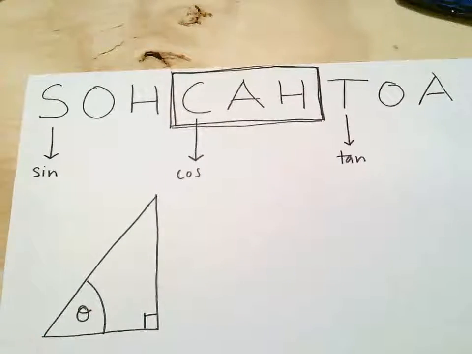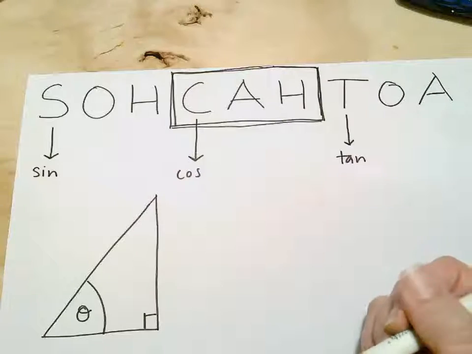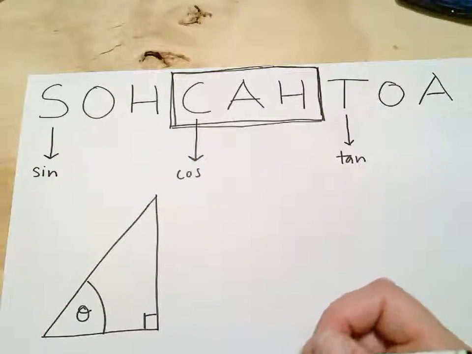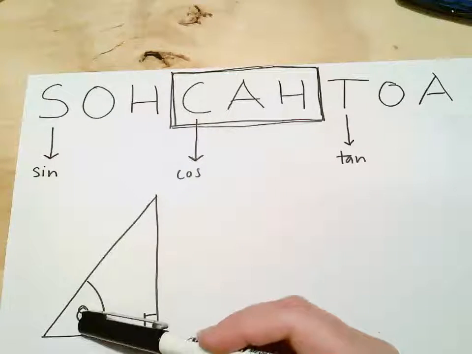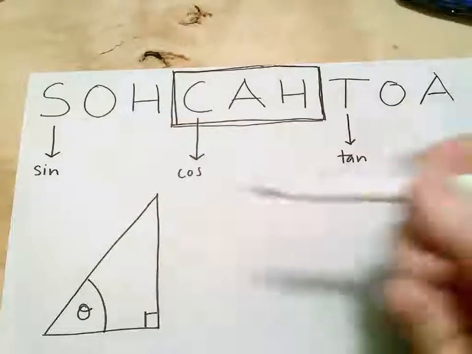Soccer toa. Hopefully you remember something about soccer toa from your junior years. In particular, hopefully you remember that it only applies to right angle triangles, and it is talking about the ratio of sides in those right angled triangles in relation to a particular angle that you're given. So there's three ratios that we look at.